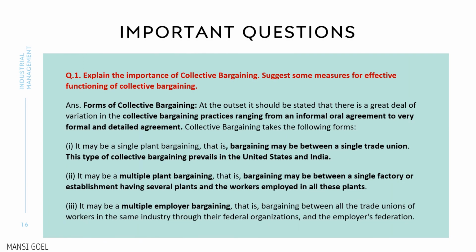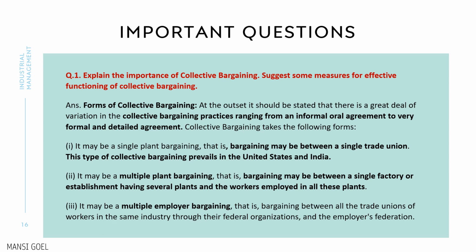Question. Explain the importance of collective bargaining. Suggest some measures for effective functioning of collective bargaining. Forms of collective bargaining. At the outset, it should be stated that there is a great deal of variation in the collective bargaining practices, ranging from an informal oral agreement to very formal and detailed agreement.